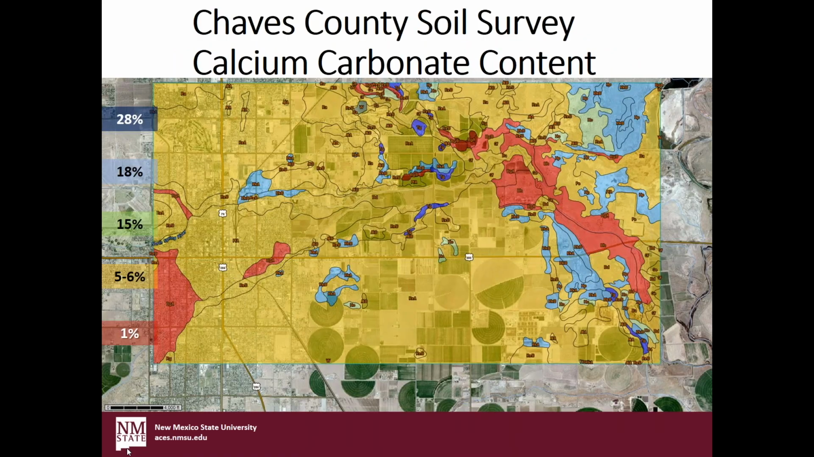In Chavez County, which is in southeastern New Mexico, on the other hand, we can go from 1% in some areas all the way up to 28% in other areas, with most of it being in the 5 to 6% range. 15% is also common in other areas of southeastern New Mexico.